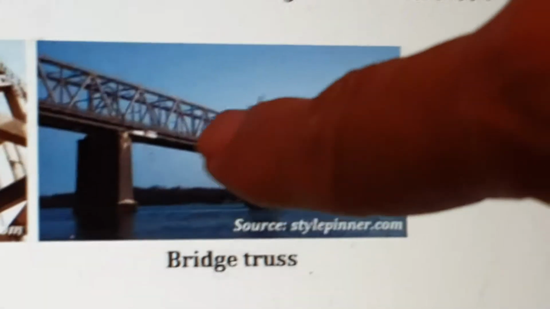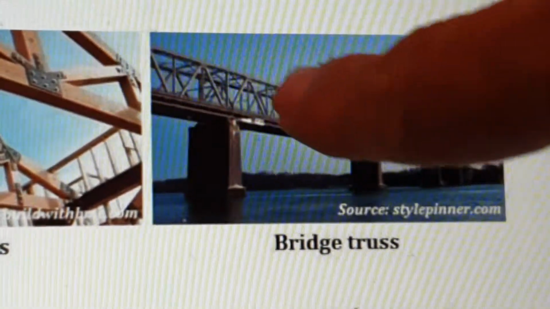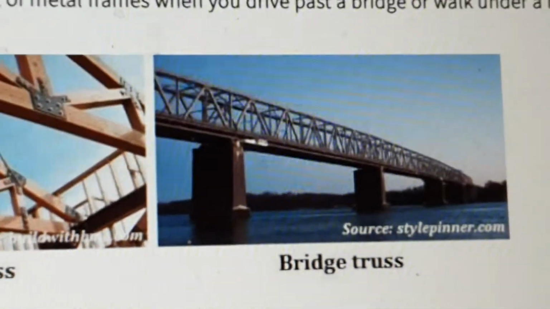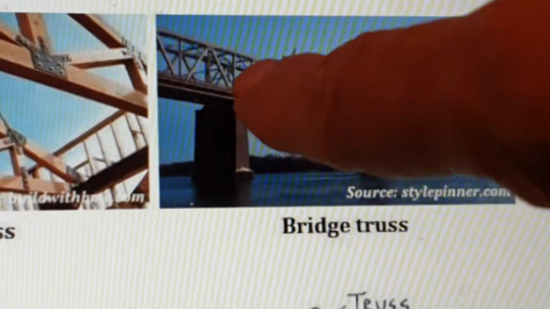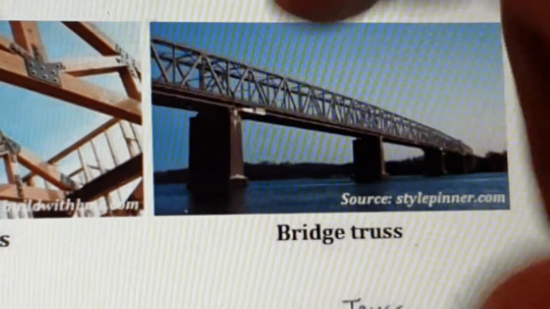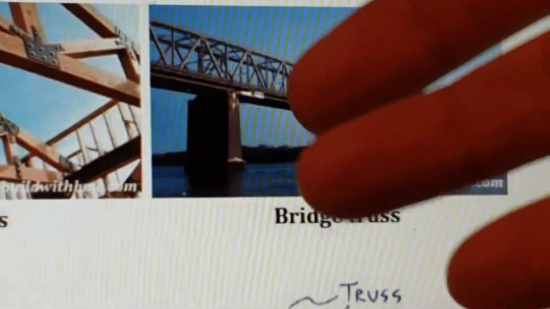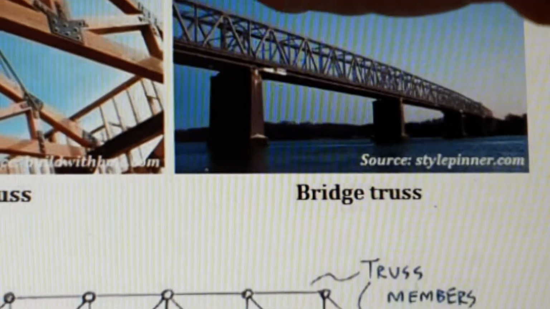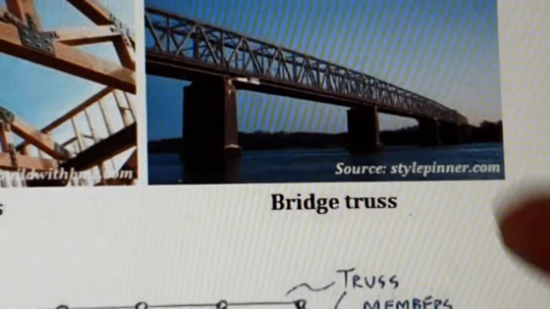If you go to a bridge here, you can see that this is mostly truss. Most of the load is going through it. Some of these members have no force in them, and they are just there to make it look beautiful. But the members with force, we need them because they will take some of the forces.